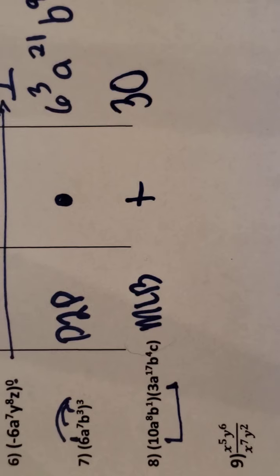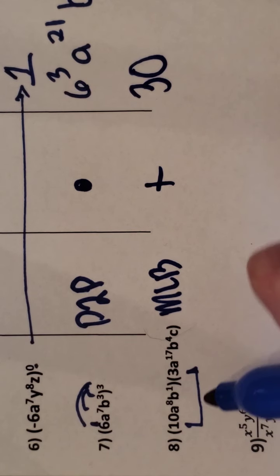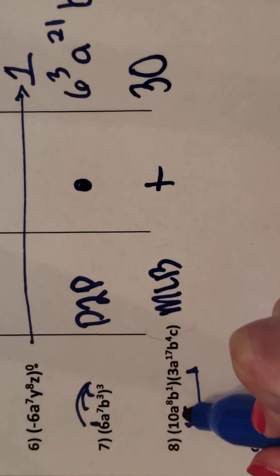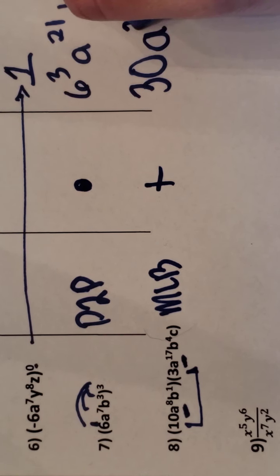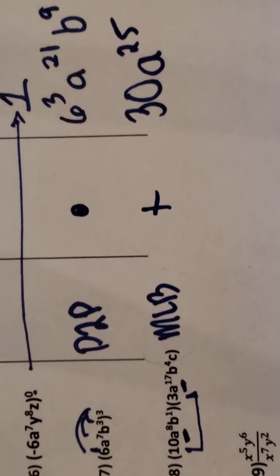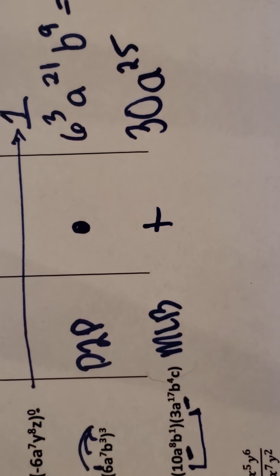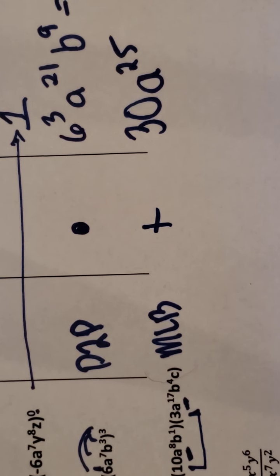So we start with a 30. And you combine, we have A to the 8th, A to the 17th. So when you add those together, we get 17 plus 8 is what, 25? Hopefully I'm right. And then, I need to start writing smaller. We have B to the 1st and B to the 4th. Add them and we get B to the 5th.